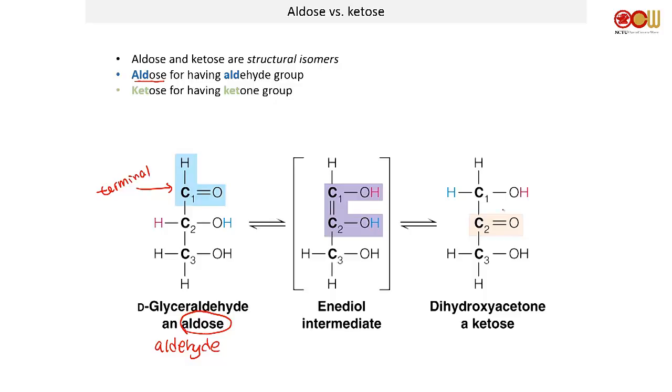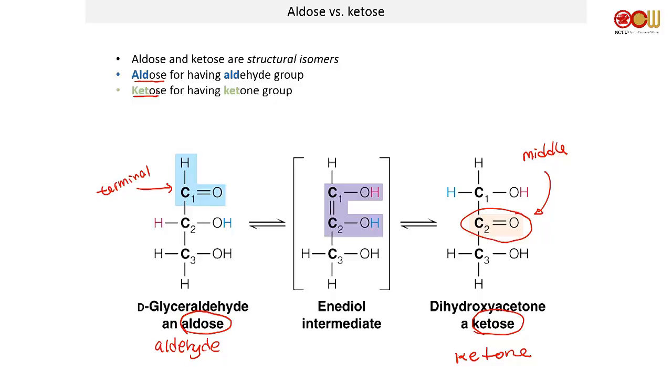If the carbonyl is in the middle, this is then a ketone rather than an aldehyde. So it's a ketone sugar, hence ketose. Ketose. Right? So for sugars, you have aldose or ketose. That's it. Okay? You're either an aldose or you're a ketose.